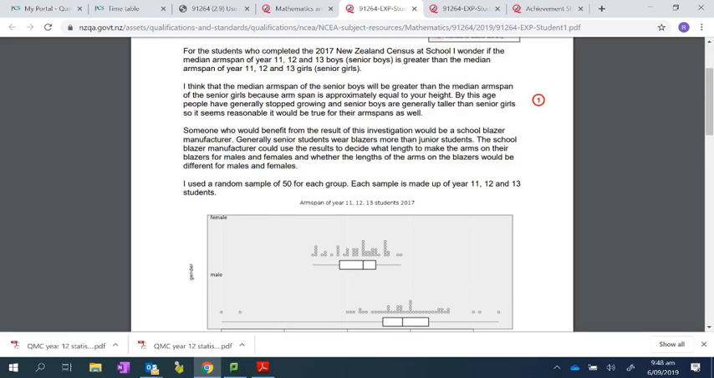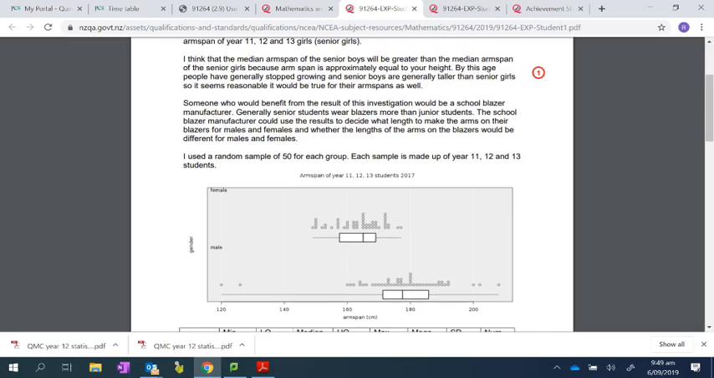For students who completed this survey, I wonder if the median arm span. Do you see that phrase, I wonder? If you don't have it, it ain't happening. Is that how you talk all the time? I wonder? No. But anyway, it's important. And so we make sure they're going to have certain terms that you're going to see.